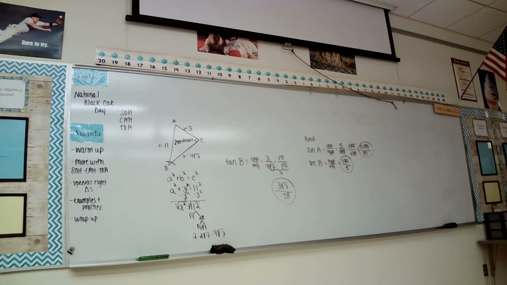So besides maybe that tricky simplifying in the end, which we'll see a little bit more of, does anyone have a question with the process of Soh-Cah-Toa? How we're finding missing sides, how we're labeling, anything like that?